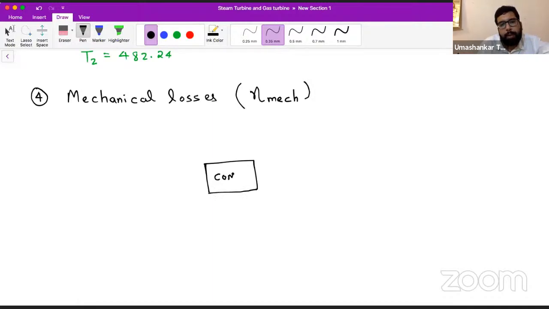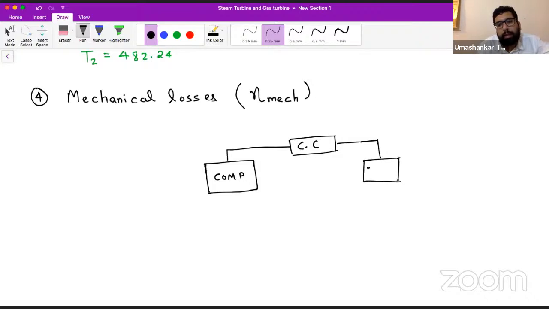We have a compressor with us. We have a combustion chamber with us. These are the major components of a gas turbine cycle: a compressor, a combustion chamber, a gas turbine. And in an open cycle, there is no cooler. So now what is happening here?